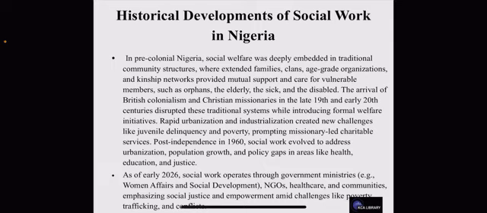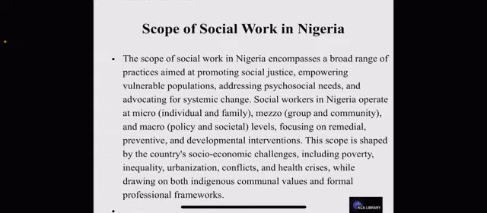As of early 2026, social work operates through government ministries. This tells us that social work has advanced rapidly from being embedded in traditional community structures to operating in government ministries, for example, Women Affairs and Social Development. We have NGOs, which refers to non-governmental organizations. We have healthcare and communities, emphasizing social justice and empowerment amid challenges like poverty, trafficking, and conflicts.